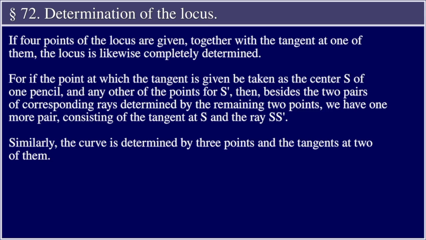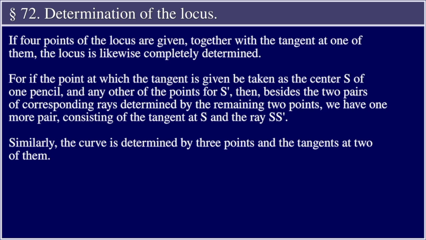If 4 points of the locus are given, together with the tangent at one of them, the locus is likewise completely determined. For if the point at which the tangent is given be taken as the center S of one pencil, and any other of the points for S prime, then besides the 2 pairs of corresponding rays determined by the remaining 2 points, we have 1 more pair, consisting of the tangent at S and the ray SS prime. Similarly, the curve is determined by 3 points and the tangents at 2 of them.